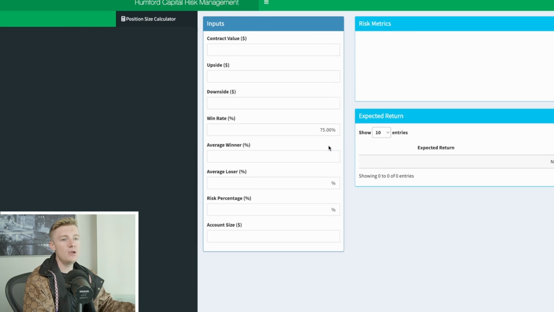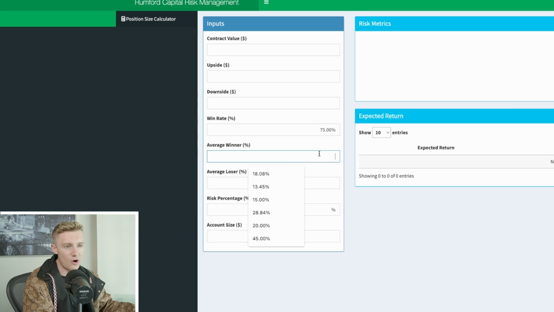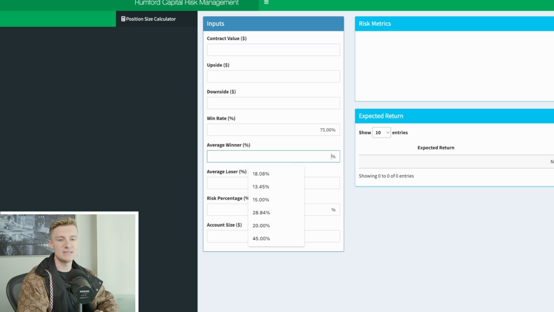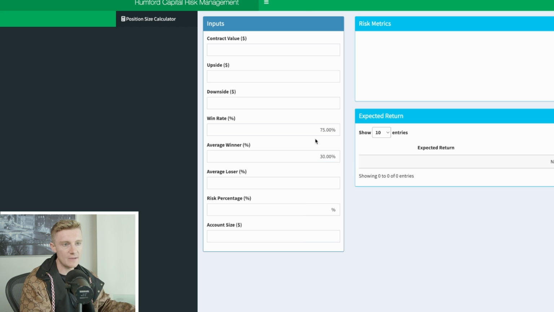We need to then know both our average winner and our average loser. Again, you want to decide whether that is going to be based off of all your trades together or off of the individual setup. That really comes down to how much data you have, how many trades you've taken behind each setup. But let's just say the overall win rate between all of our trades together is 75%, and our average winner between all of our trades together is, say, 30%, okay?